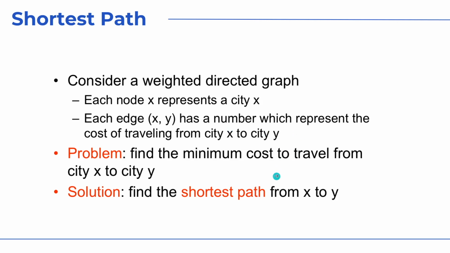And the problem here is that we are supposed to find the minimum cost to travel from city X to city Y. So, in order to find a solution for this problem, we need a way that helps to find the shortest path starting from city X to city Y. So, for solving this kind of problem on a weighted directed graph, we go for learning a particular algorithm called Dijkstra's algorithm.